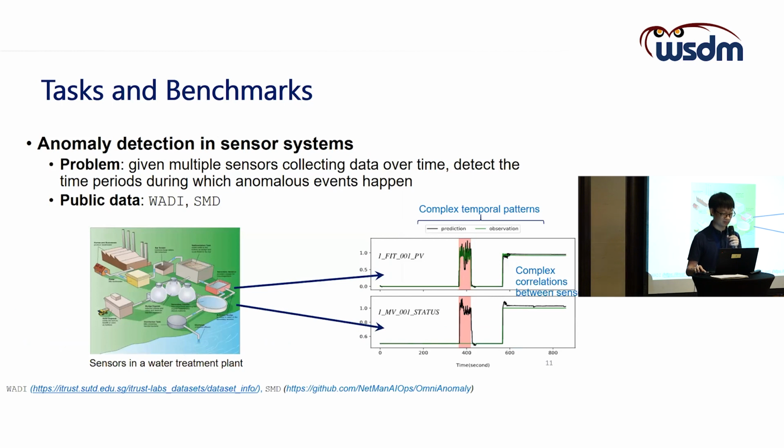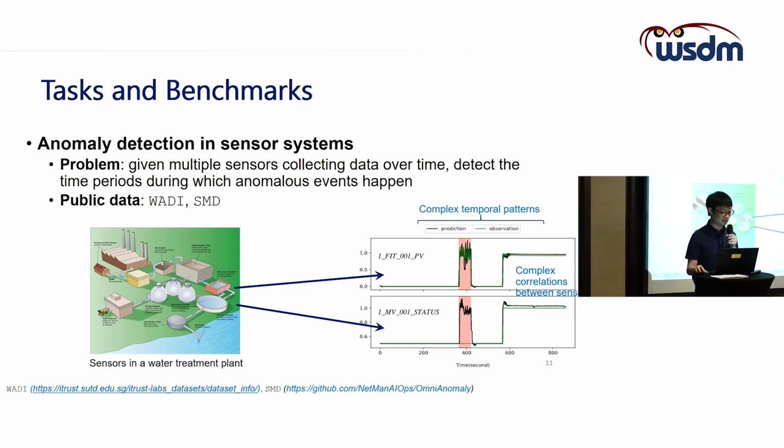Okay, so here's a simple example that we worked on in the past, on anomaly detection in sensor systems. In particular, we were looking at a testbed water treatment plant dataset. This is how the dataset looks. We have sensors which collect data over time. This is time series data, and we want to detect anomalies, these red regions over here. You can see that there are quite complex temporal patterns experienced by the sensors, so we want to detect these time periods in red where something unusual is going on.